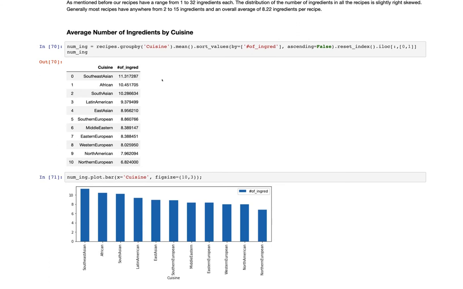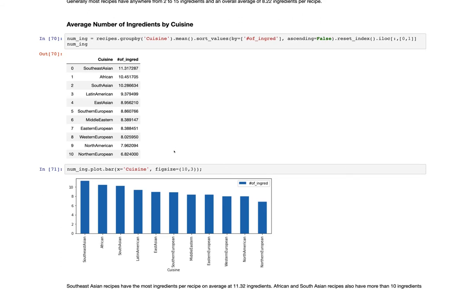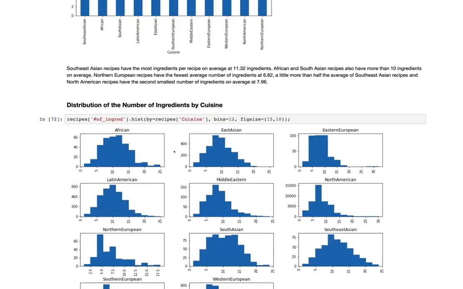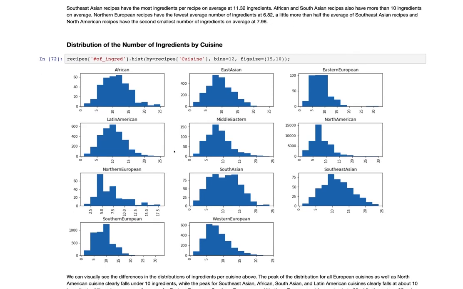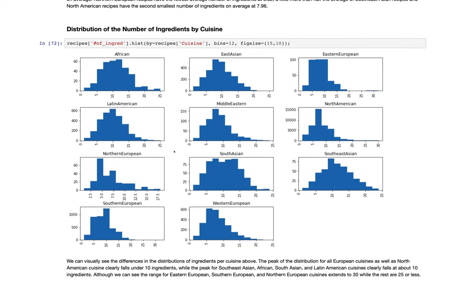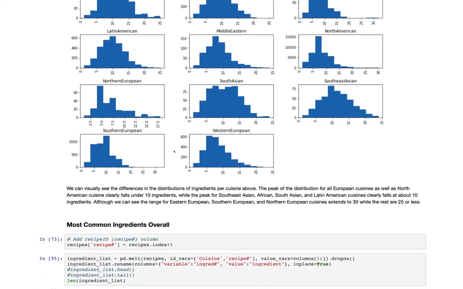So then we looked at the average number by cuisine. Southeast Asian had the highest average at 11.31 ingredients per recipe, and Northern European with the lowest at 6.82 ingredients per recipe. We plotted out the distribution of the number of ingredients by each cuisine, and you can see those differences there.